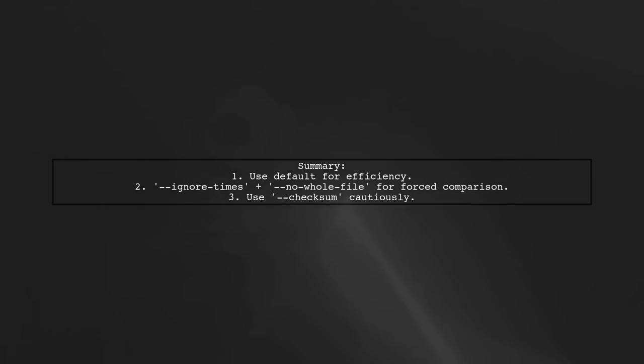In summary, for efficient backups, stick with the default method. Use --ignore-times and --no-whole-file only when necessary, and be cautious with the checksum.